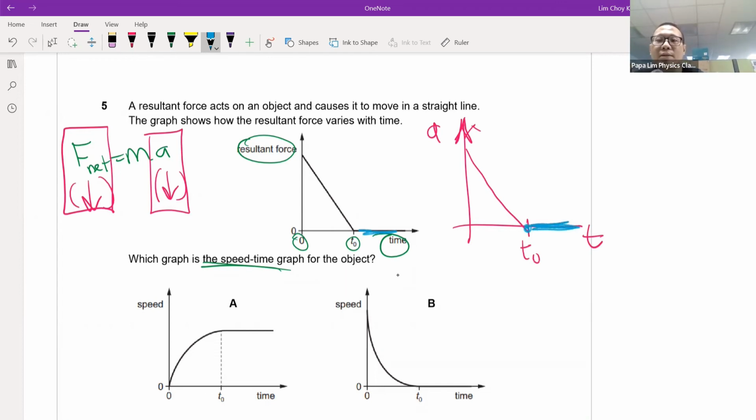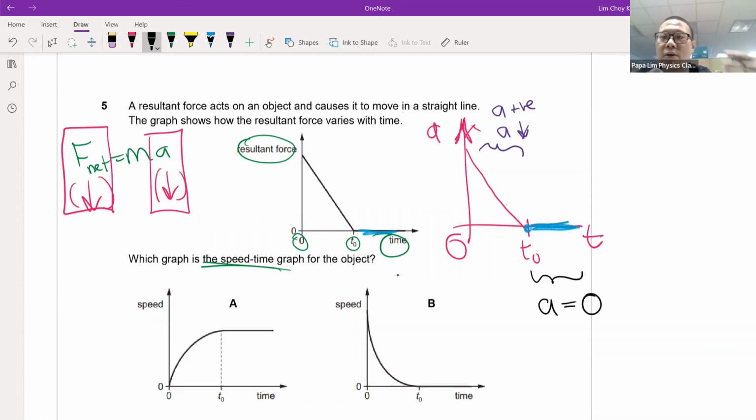I can safely say that for the acceleration of this object from 0 to t naught, based on the graph, the acceleration is still a positive number. The acceleration is decreasing. These are the two factors that I can deduce from the graph. Beyond t naught, the acceleration is 0 and it always remains 0 for the rest of the time.